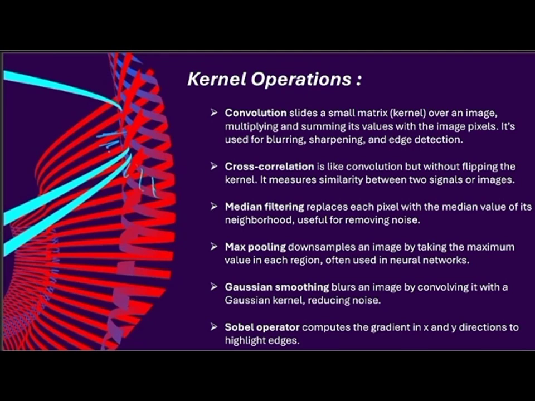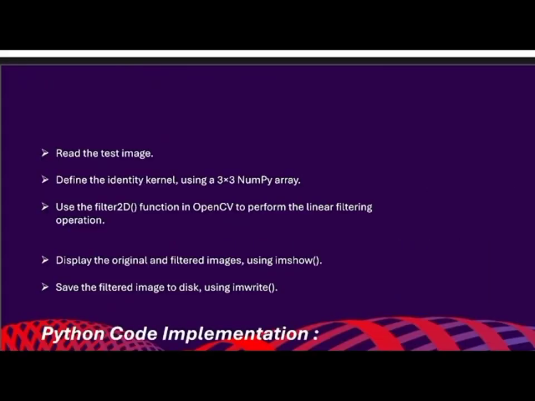The third one is median filtering, which replaces each pixel with the median value of its neighborhood. The fourth one is max pooling. Max pooling downsamples an image by taking the maximum value in each region. It is often used in neural networks also. The fifth one is Gaussian smoothing, which blurs an image by convolving it with a Gaussian kernel, and is also used in reducing noise. The sixth one is the Sobel operator, which computes the gradient in x and y directions to highlight the edges.